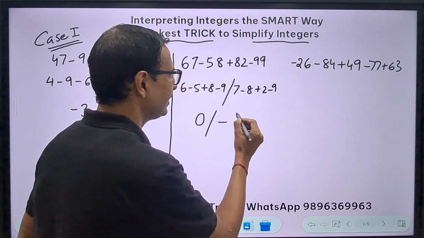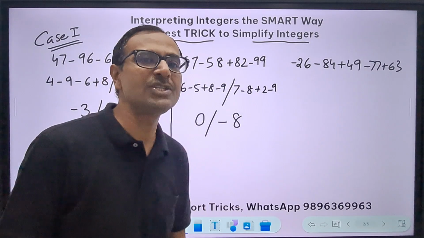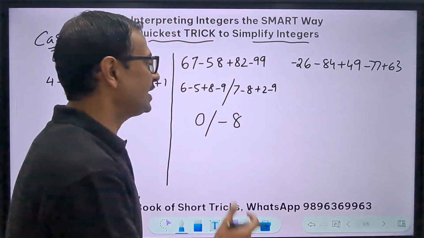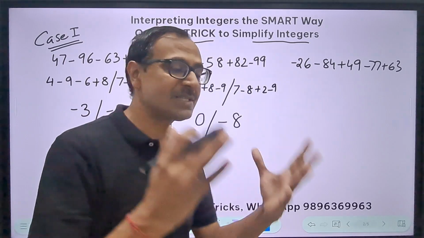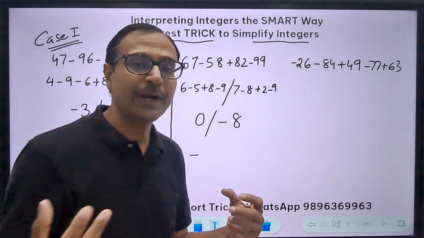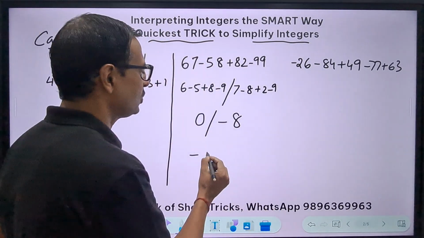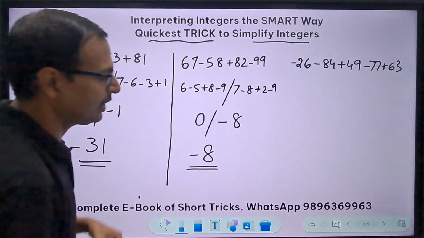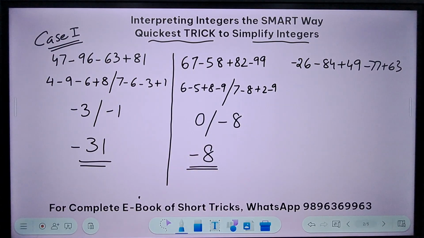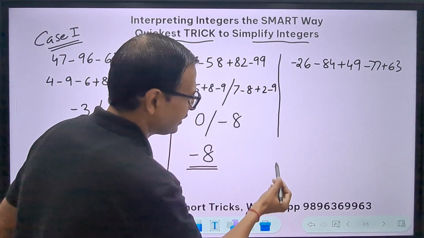And that is how you need to get to these two numbers, and immediately you see that there is a 0 and a negative. So just write the negative sign and forget the negative signs in the numbers. You get the answer as negative 8. Now pick up the calculators and check your answer. You will be surprised. Now let's move on and see the third example here.